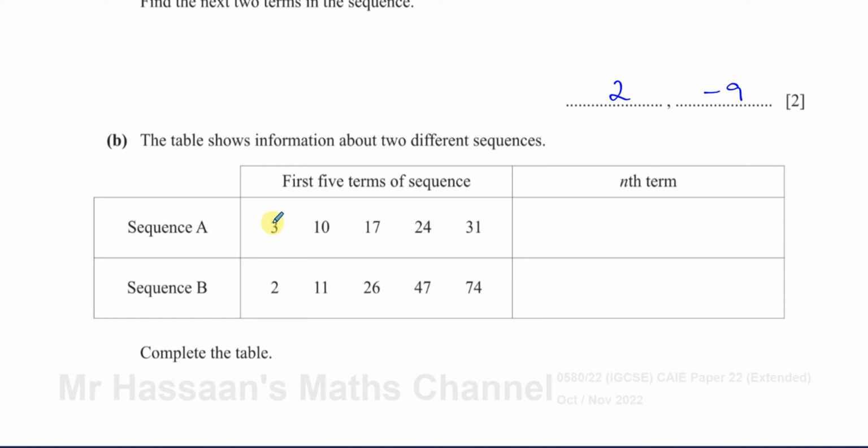Now if we look at the first sequence, to get from one term to the other, we do the same thing. 10 minus 3 is 7. 17 minus 10 is also 7. 24 minus 17 is also 7. 31 minus 24 is also 7. So the first row of differences is plus 7. Every time you have to add 7. So this is a sequence that goes up in 7s every time.